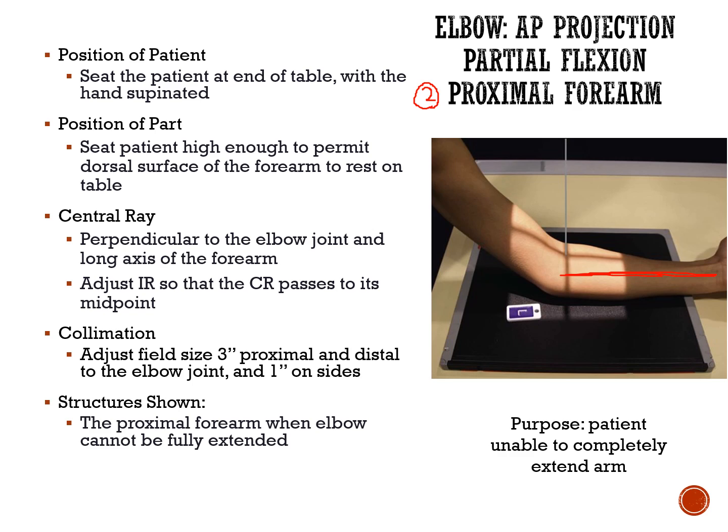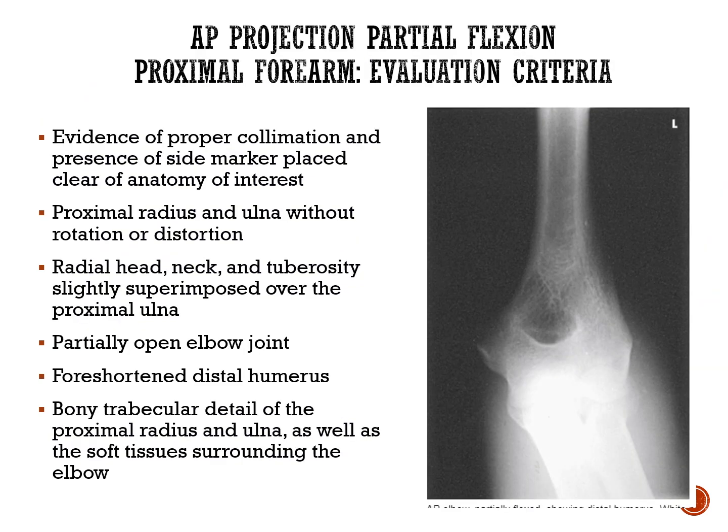So this is still part of that trauma routine. And here we are, looking at the proximal forearm. The technique wasn't the best here, but we're looking at a partially open elbow joint.